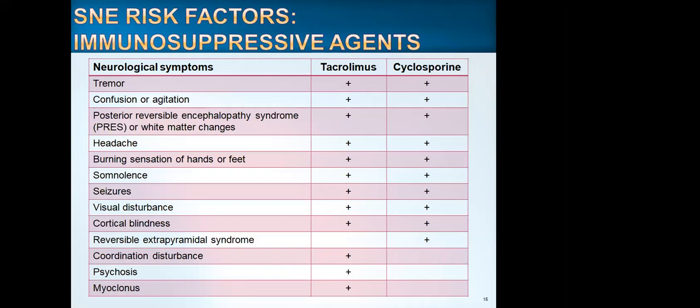So, the immunosuppressant agents which we are using are tacrolimus and cyclosporine. This chart will explain what issues we will have by using cyclosporine. Patient may get tremor, confusion, PRES. Due to tacrolimus also the patient may get PRES, and with cyclosporine also the patient will get PRES. So these are the issues the patient will go through due to the immunosuppressants.